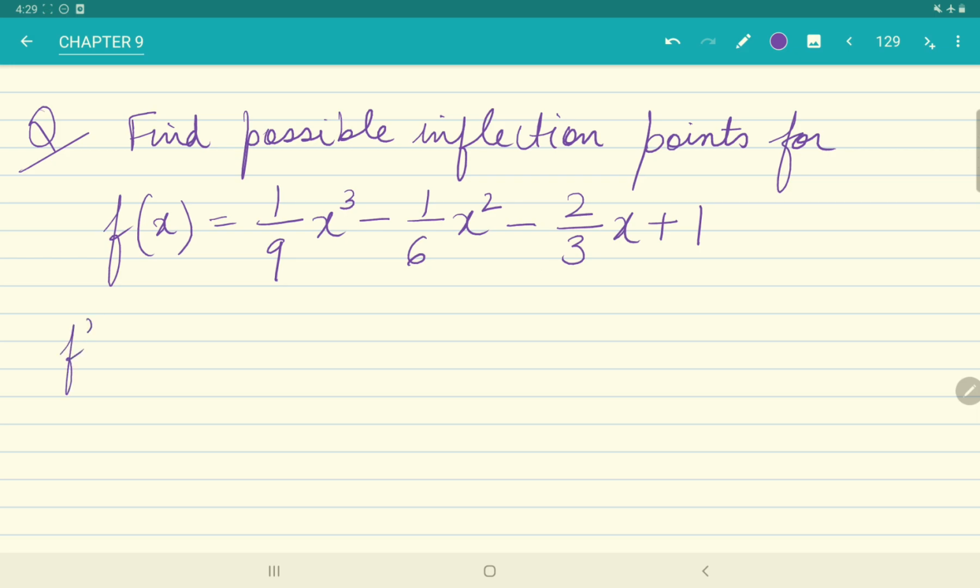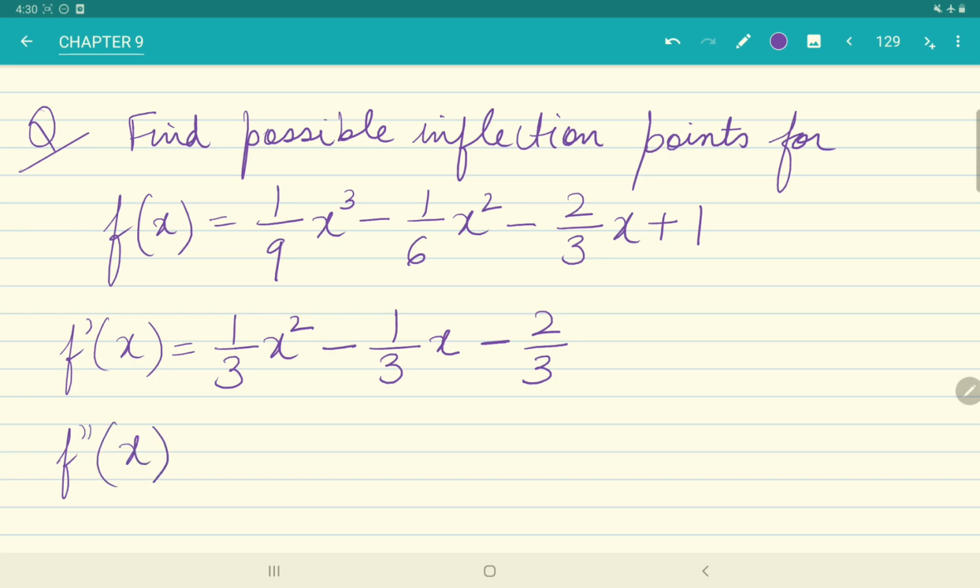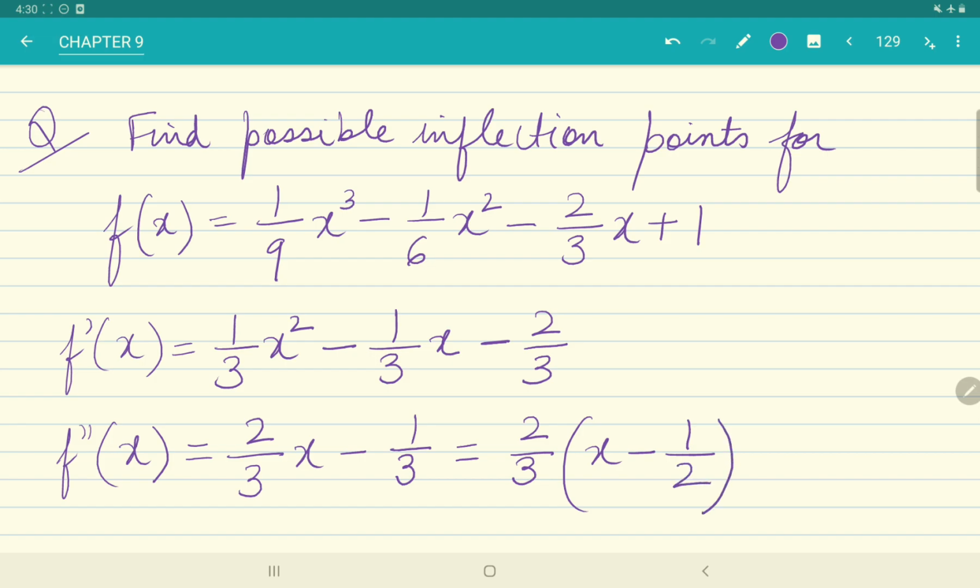Again, we are going to take up the first derivative, which is going to be 1 by 9 multiplied by 3. So it's going to be 1 by 3x squared minus 1 by 6 multiplied by 2. That means it's 1 by 3x minus 2 by 3. That is my first derivative. And now let me get to my second derivative. For that, I can write 2 by 3x minus 1 by 3. And that just means I can write this as 2 by 3 gets out, x minus 1 by 2. Because 2 by 3 multiplied by 1 by 2 is 1 by 3.